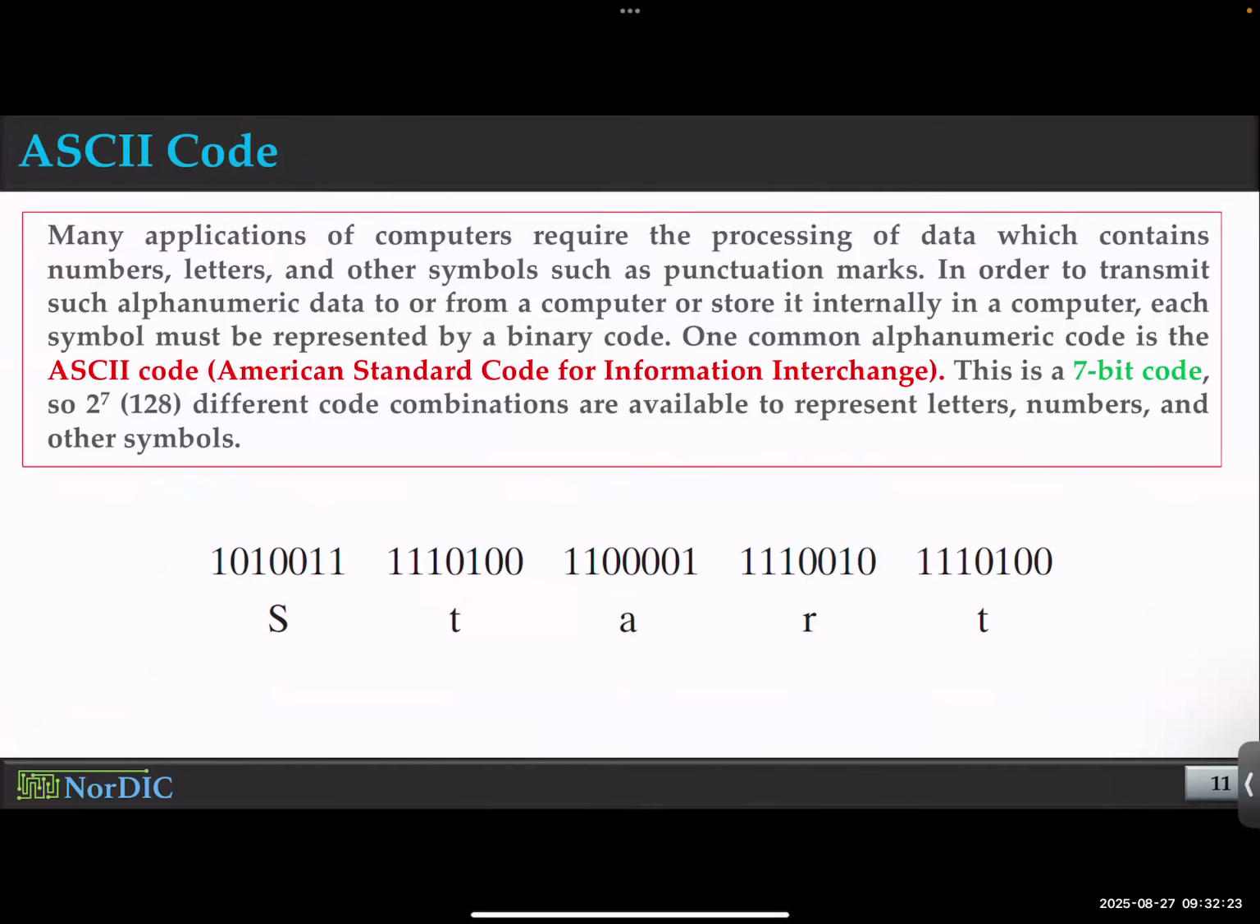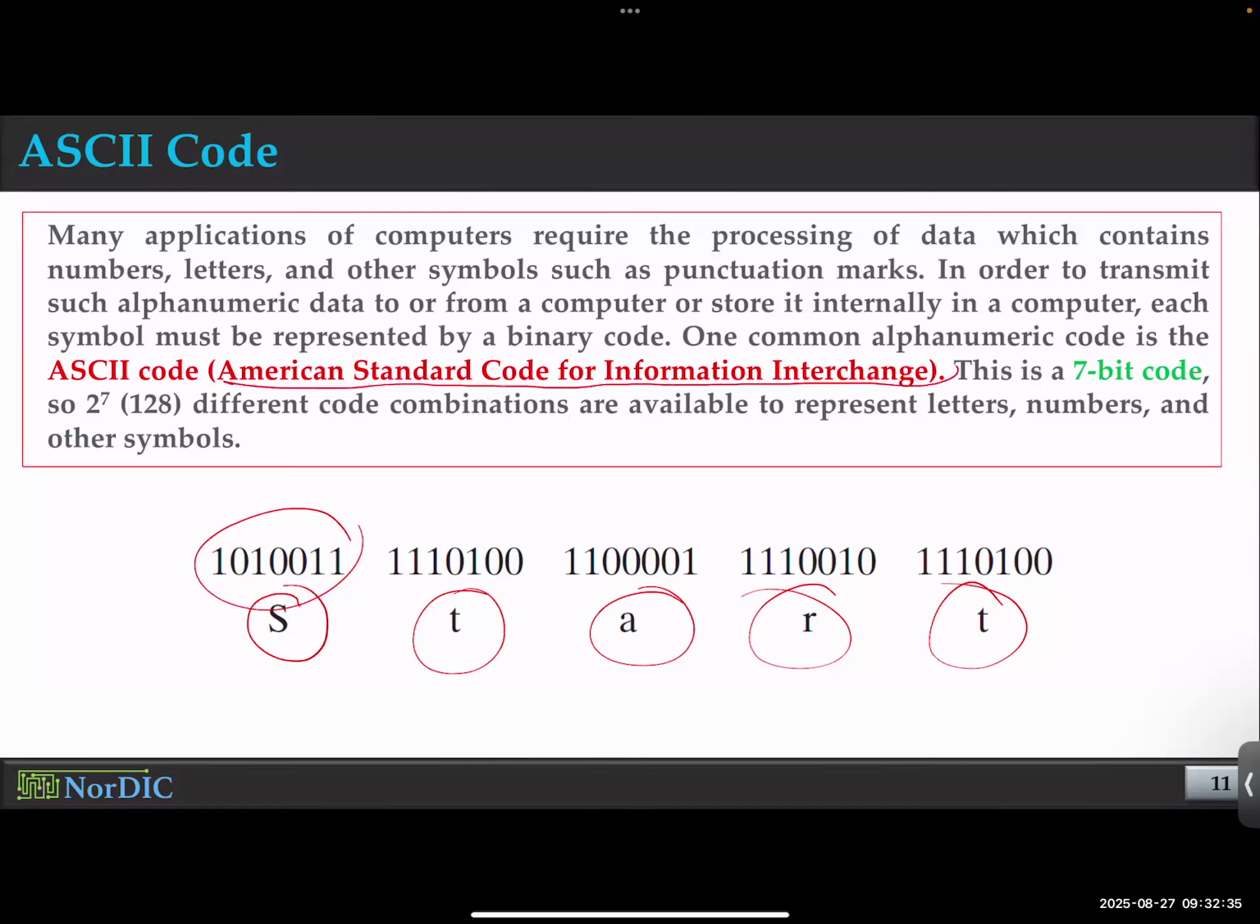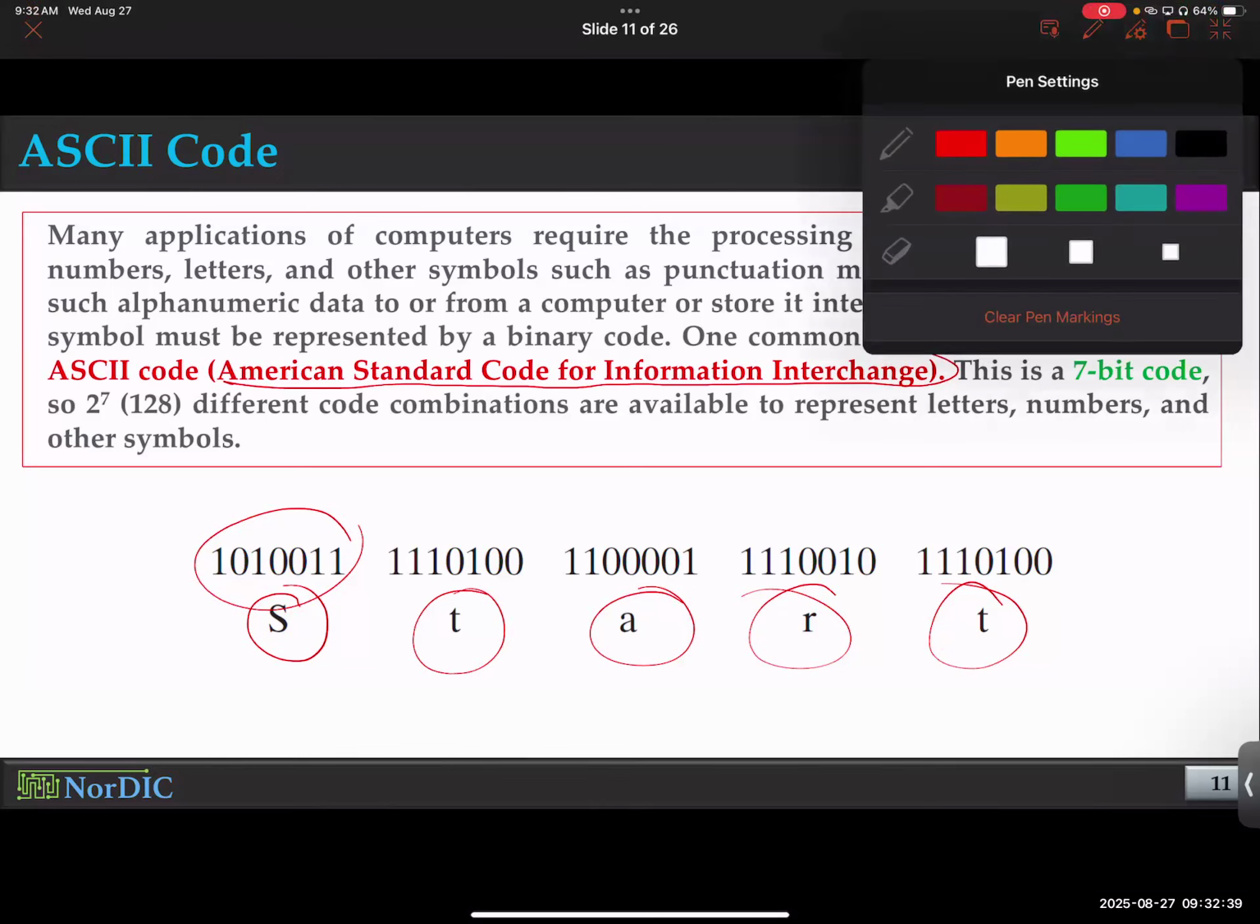Okay, ASCII code. You know this already. It's a very quick slide to talk about it. People came up with a way to represent our letters in the alphabet with a unique set of codes, and that's called ASCII code, American Standard Code for Information Interchange. It is a 7-bit code.